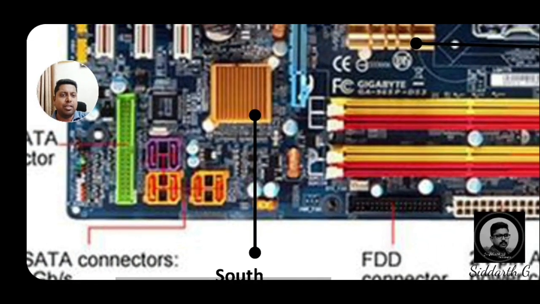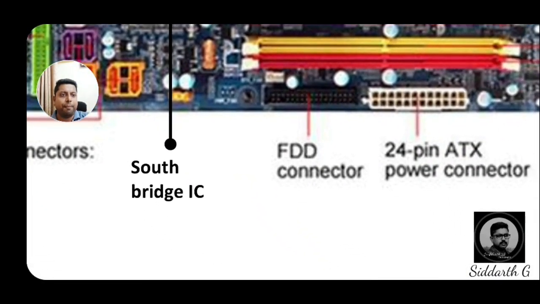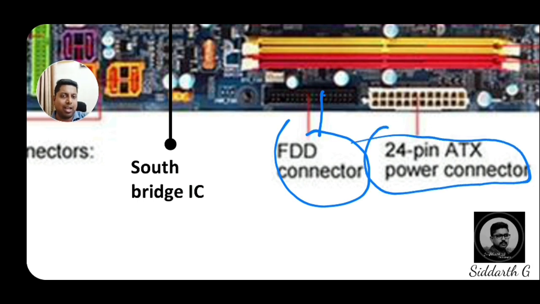Then after this, here is the FDD connector. One block, a pin-like structure, nearly 12 to 24 pins, is the FDD, floppy disk drive connector. Beside that is the 24 pin ATX power connector, white colored, with 24 boxes clearly visible. That is what we call the ATX power connector of the motherboard.